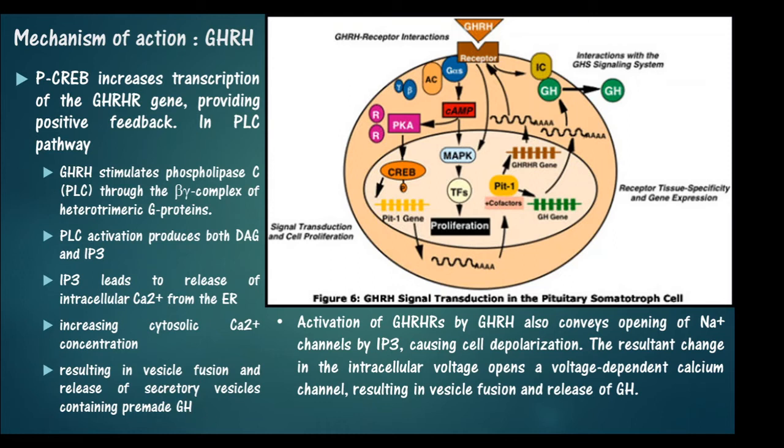So as I said earlier about secretagogues, which contain the synthesized growth hormone, it is released as a result of the phospholipase pathway. The activation of the GHRH receptor by the GHRH also conveys opening of the sodium channels by the IP3, which causes cell depolarization, and the resultant change in the intracellular voltage opens the voltage dependent calcium channel, resulting in vesicle fusion and the release of growth hormone.